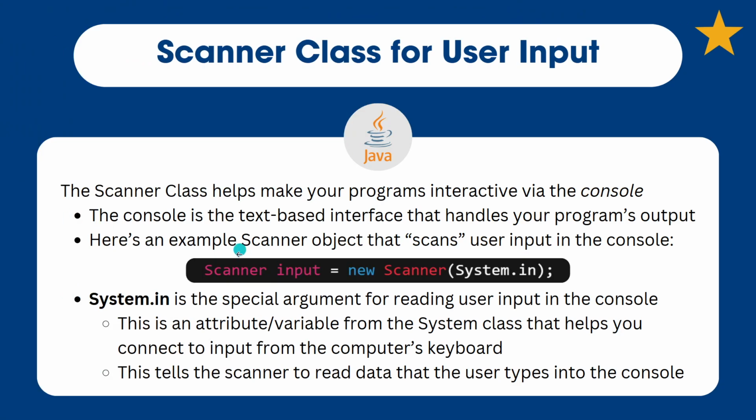So the name of the scanner object is input. We use the new keyword, the Scanner class name, parentheses, and then we pass in the argument. And remember, the System.in argument comes from the System class.